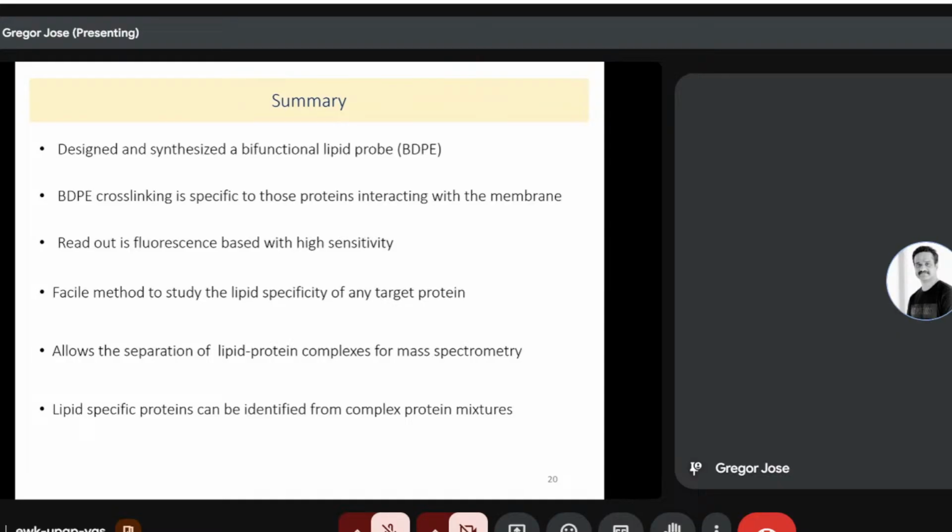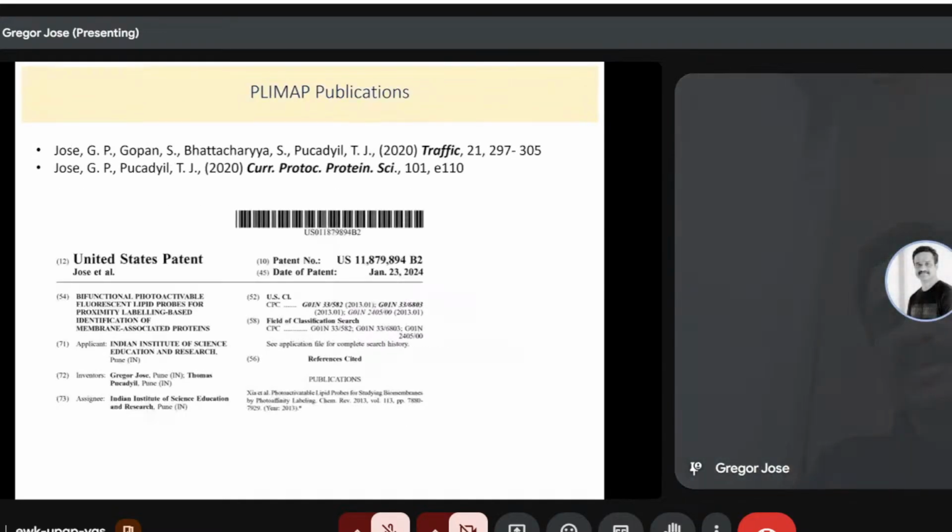That's the summary, and we are happy to say that we published this in Traffic and Current Protocols in Protein Science, and we also took an Indian patent and a US patent. We are in the process of marketing or licensing this patent to different companies. We are not yet there, but we are trying to find.